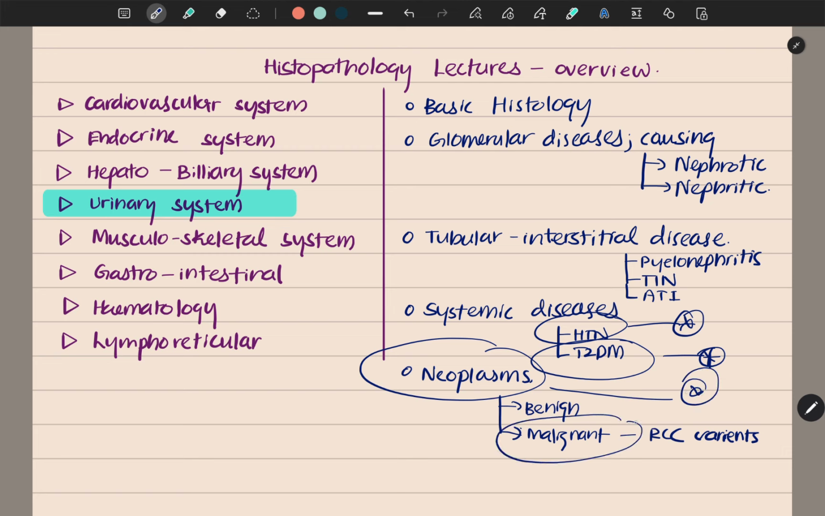You have to know what the most common malignant tumors in the urinary system are, and the variants a little bit you have to know. Okay, so except those things, we have talked about the urothelial carcinomas as well.